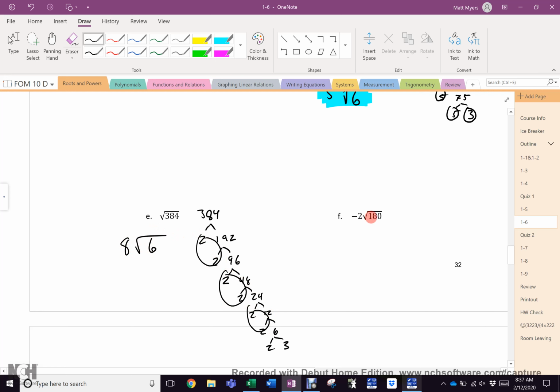And this one. Tricky, tricky. Does anything change with how we deal with the 180? Of course not. Because we brought out 3 twos. 2 times 2 times 2.